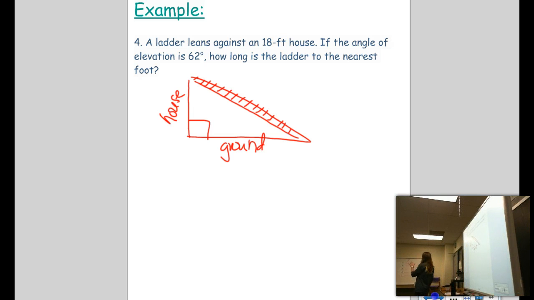There's a ladder leaning against a house. Yes, very good. The angle always goes on the ground. There's the angle. It's on the ground every time, always. The house is 18 feet, so the vertical is 18. And then you're looking for the hypotenuse. You're looking for the ladder. How long is the ladder?